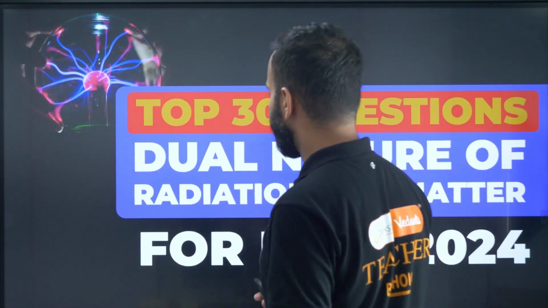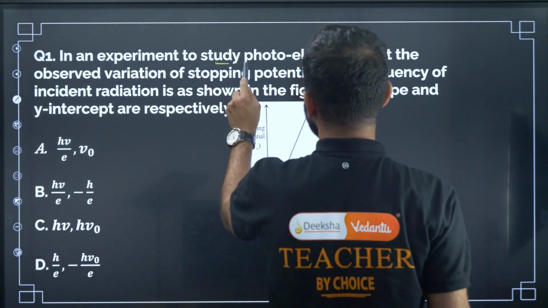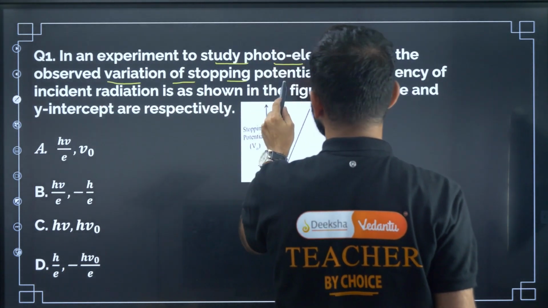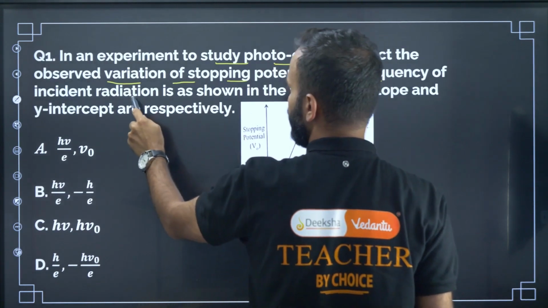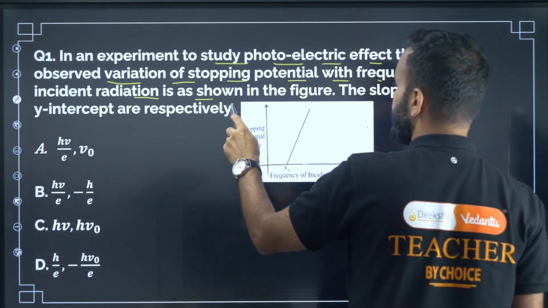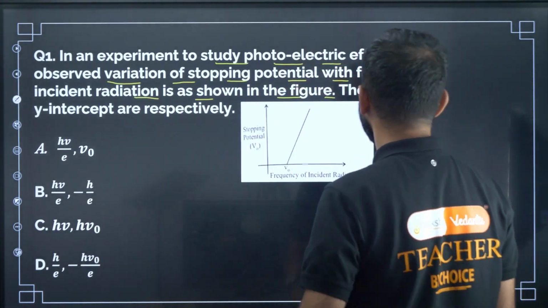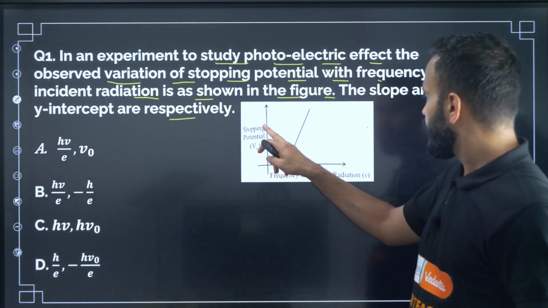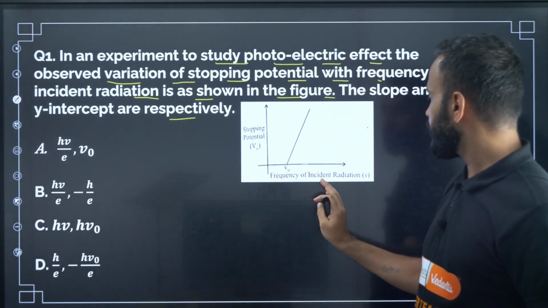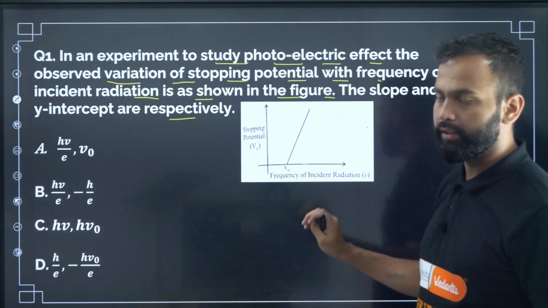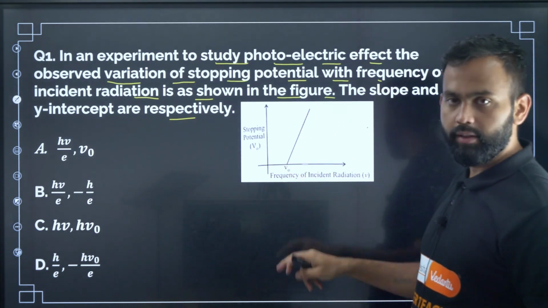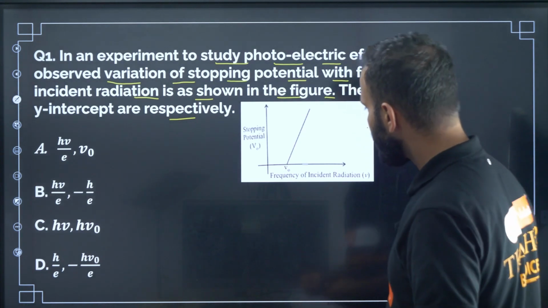Question number 1. In an experiment to study the photoelectric effect, the observed variation of stopping potential with frequency of incident radiation is as shown in the figure. The slope and y-intercept are respectively. So this is the given figure, the stopping potential versus frequency of the incident radiation graph.